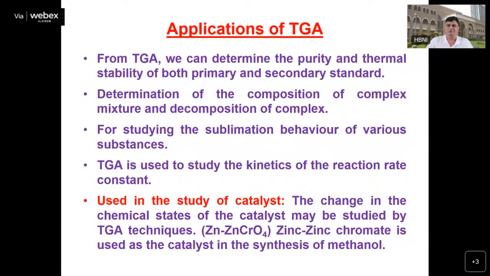And the applications of TGA: from TGA we can determine the purity and thermal stability of both primary and secondary standards, the composition of complex mixtures, the decomposition of complexes, and we can study the sublimation behavior of various substances. TG is used to study the kinetics of the reaction and the rate constant. We can also use it for catalysts. For example, in methanol production, we are using zinc chromate.